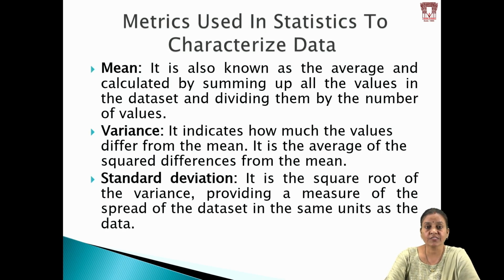Let us go to the last topic, that is metrics used in statistics. What are the metrics? We are going to use mean, variance, and standard deviation. So what is the mean? It is nothing but the average, which is calculated by summing up all the values. Variance indicates how much the values differ from the mean; it is the average of the squared differences from the mean. And the last one is standard deviation. It is the square root of the variance, providing a measure of the spread of the data set in the same units.